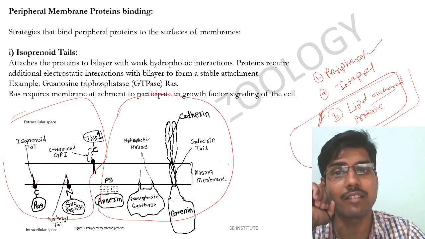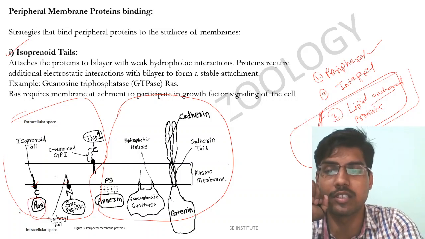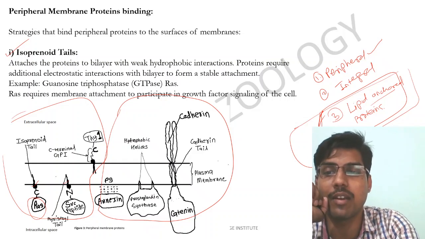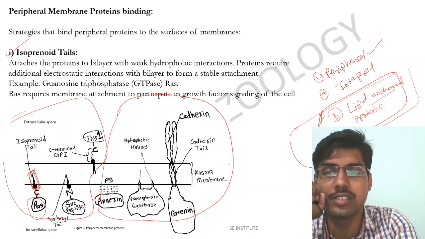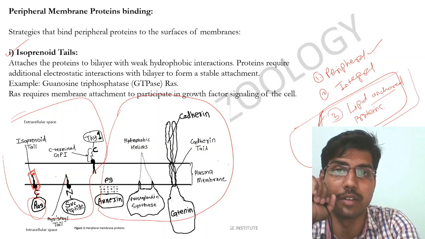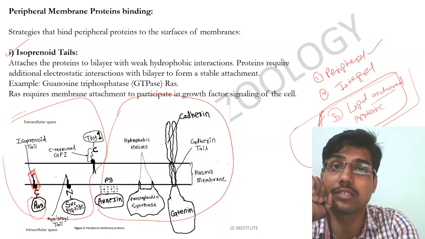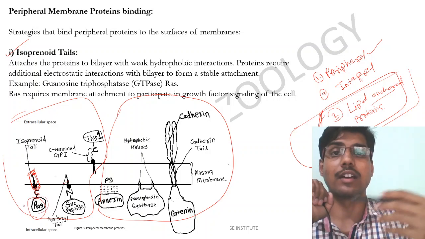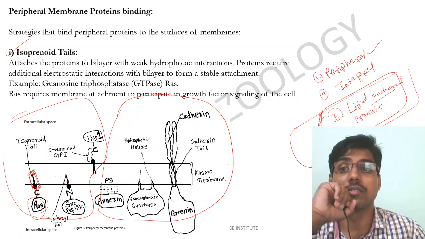So let's start with the peripheral proteins which are linked by isoprenoid tails. This is the peripheral protein RAS, GTPase RAS, and it is linked by C terminal lipids. This lipid just anchors inside the hydrophobic membrane. After it anchors, it forms a stable attachment with the membrane, and the RAS protein attaches itself. So that's why they are lipid anchored, with the help of isoprenoid tail anchors, right?